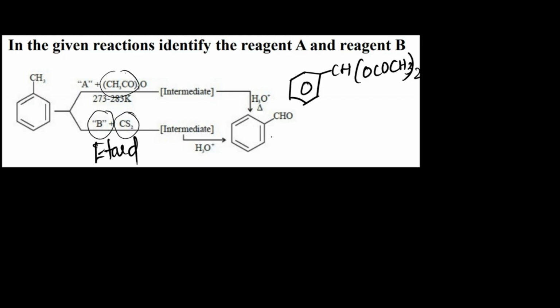So I'm giving you A. In the Étard reaction, what is B? Just let me know in the comments. So A is CrO3. Tell me what is B.